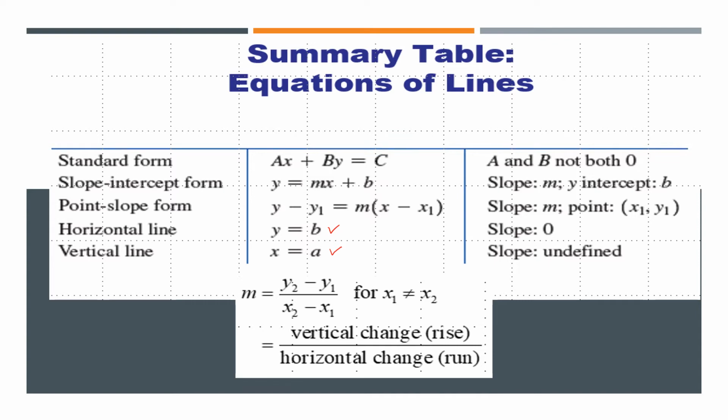The equation of the line in the point-slope form will be y minus y1 equals m times x minus x1. And if you have a horizontal line, that is a line parallel to the x-axis, it will be y is a constant, in which case the slope will be 0. If it is a vertical line, which is parallel to the y-axis, the equation will be x is a constant, where the slope is not defined.